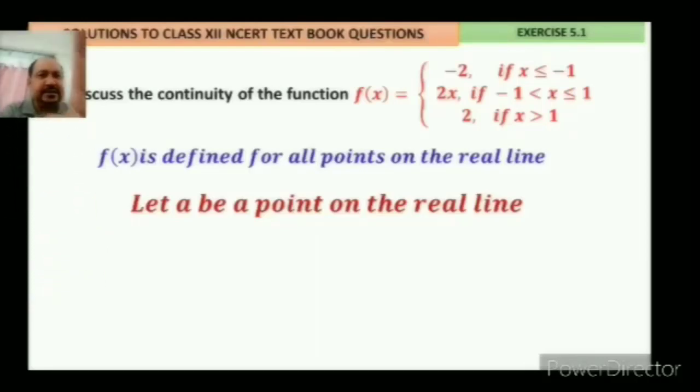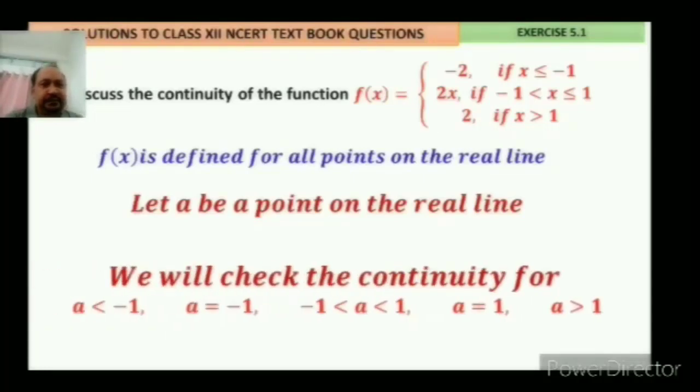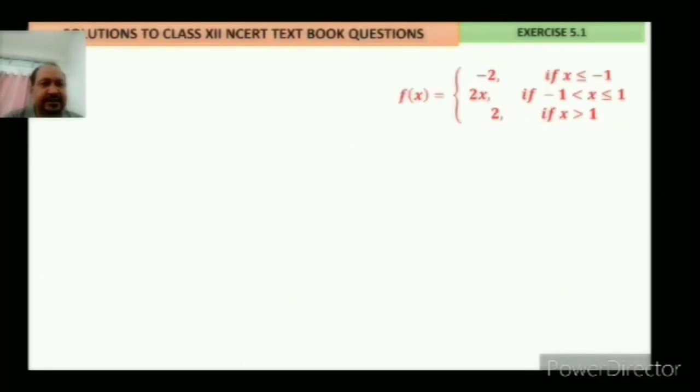Question number 16. Discuss the continuity of a function f of x equal to minus 2 if x is less than minus 1, 2x if x is greater than minus 1 but less than or equal to 1, 2 if x is greater than 1. f of x is defined for all the points on the real number line. Let a be any point on the real number line. So we will check the continuity for all these conditions.